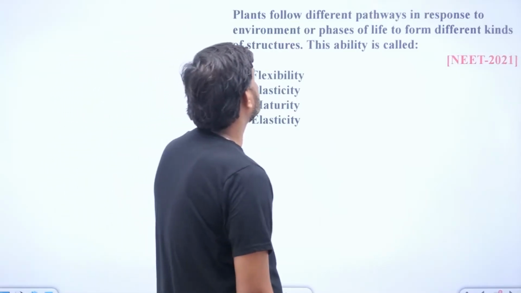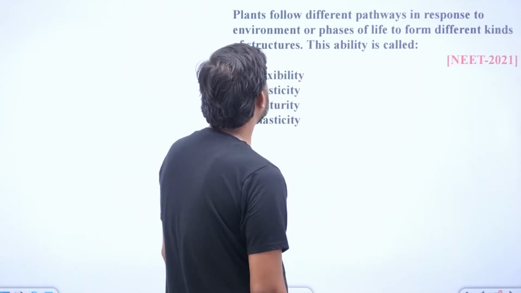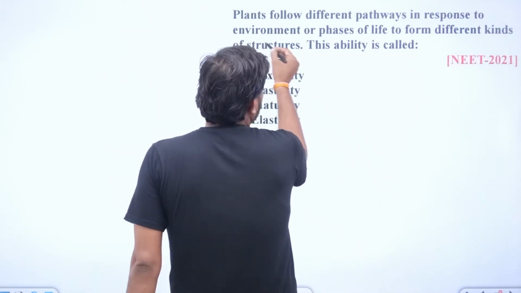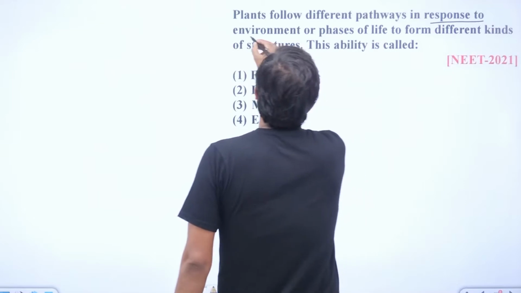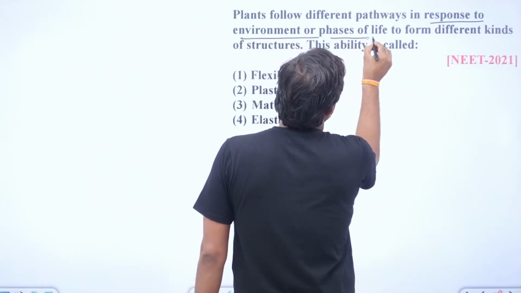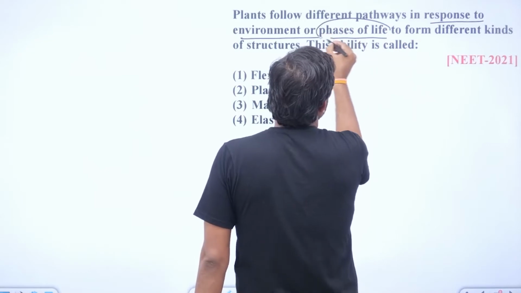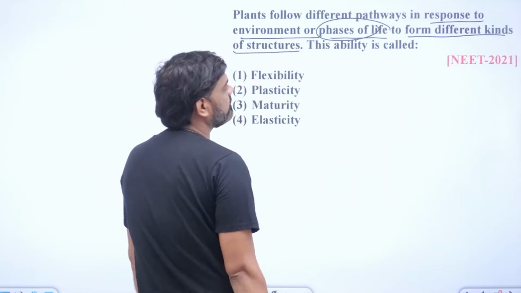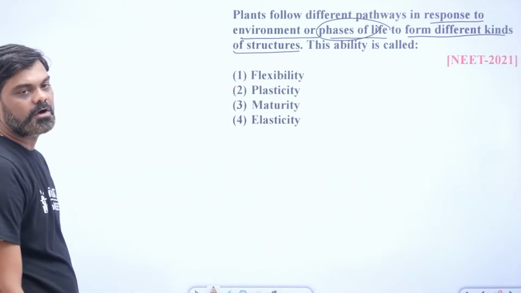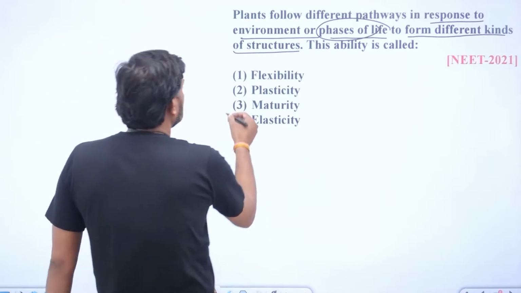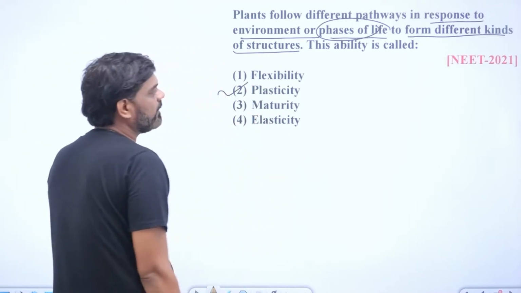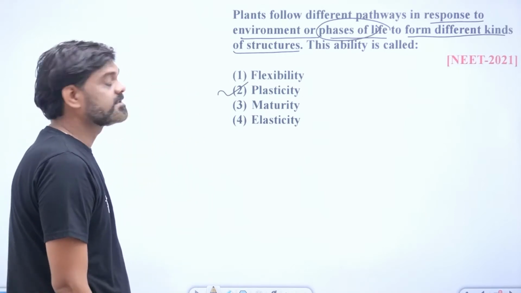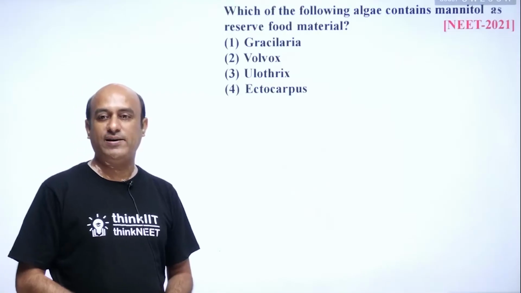Plants follow different pathways in response to the environment and phase of life to form different kinds of structures. This ability is called plasticity, related to plant physiology. Means the correct answer is plasticity. Now student, let us come to the next question.